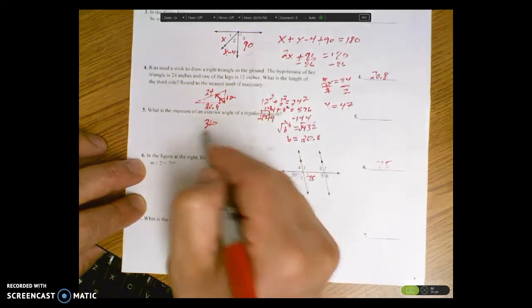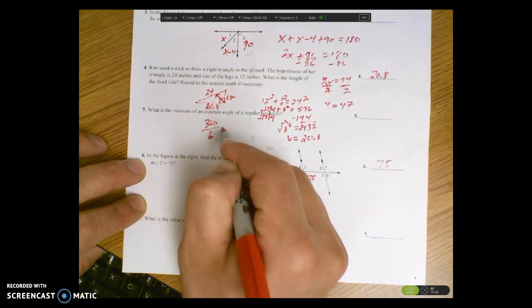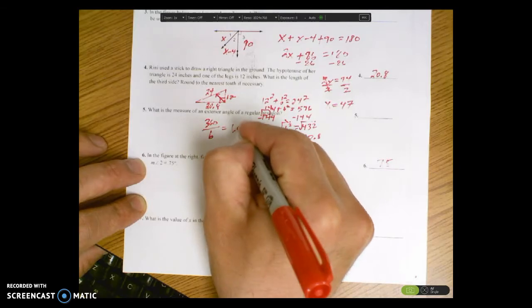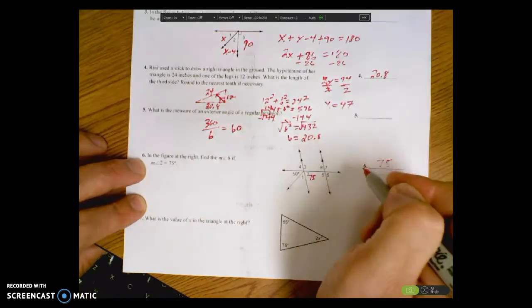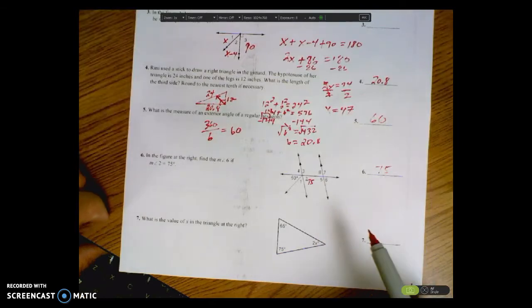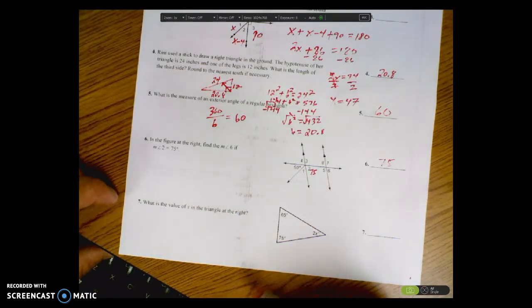Okay, so I'm going to take 360. I'm going to divide that by 6, the number of sides, because that's how many exterior angles it'll have, and that is 60 degrees. That's number 5, 60. So I actually went from 6 back to 5. I apologize.